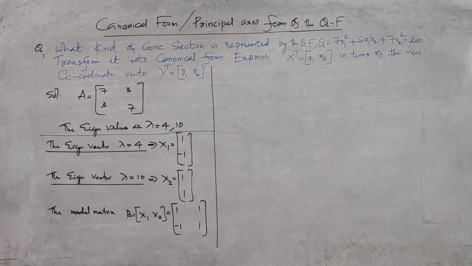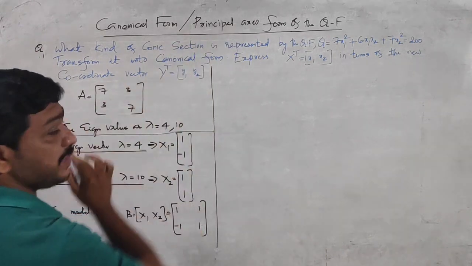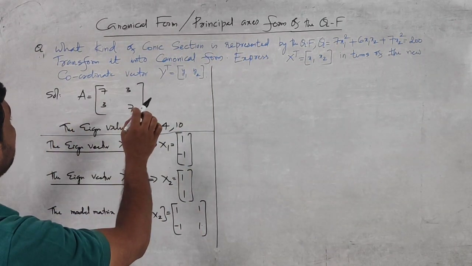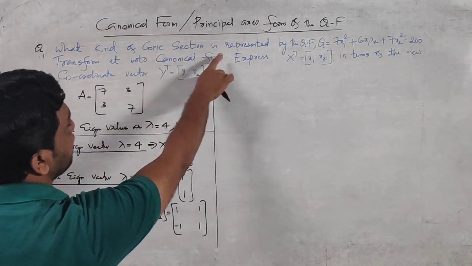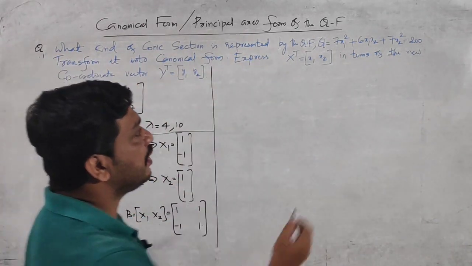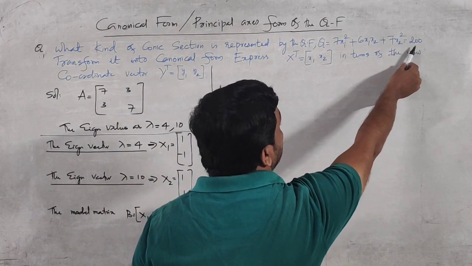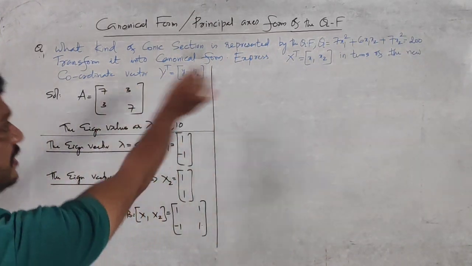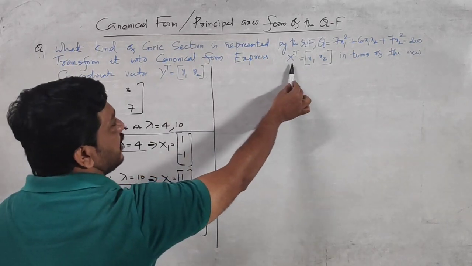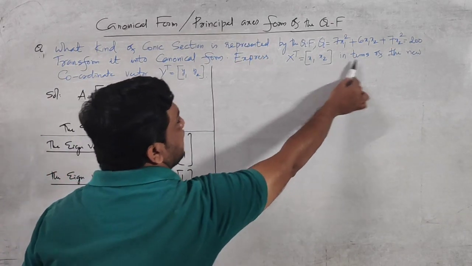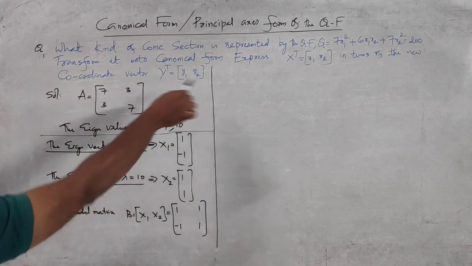One of the important questions in this section is the canonical form or principal axis form of the quadratic form. This is a very important section. The problem is: what kind of conic section is represented by the quadratic form Q equal to 7x1 square plus 6x1 x2 plus 7x2 square equal to 200? Transform it into canonical form. Express x transpose equal to x1 x2 in terms of the new coordinate vector y transpose equal to y1 y2. It is a very important question.